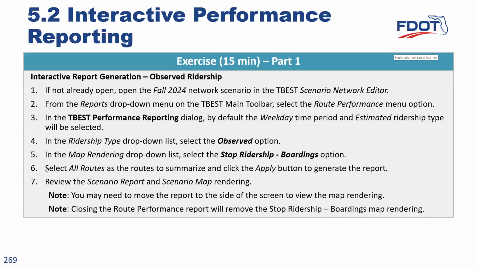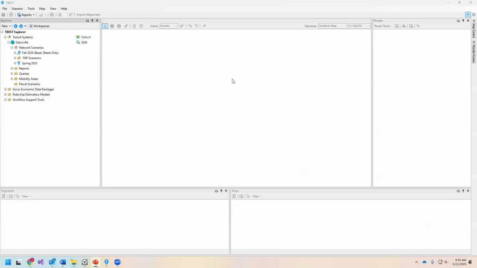Okay, so let's run through some of this interactive reporting that we have for both observed ridership and the headway report. I am on 5.2 interactive performance reporting. The exercise is interactive report generation, observed ridership. It says, if not already open, open the fall 2024 network scenario. So I will right click on fall 2024 and open the scenario in the network editor.